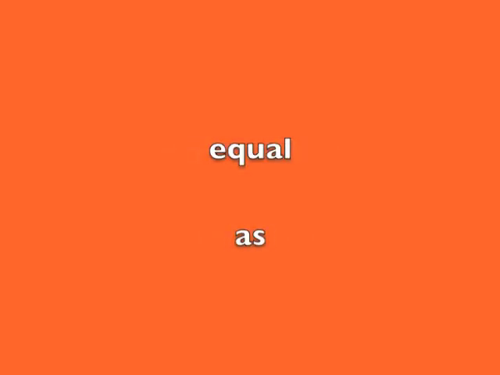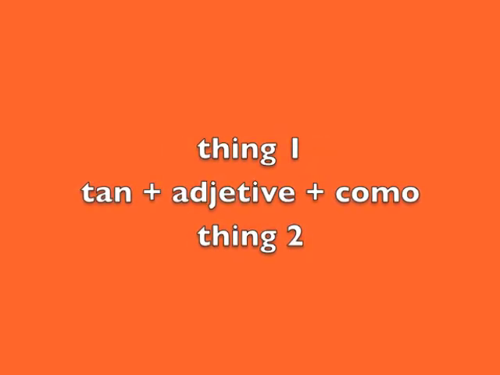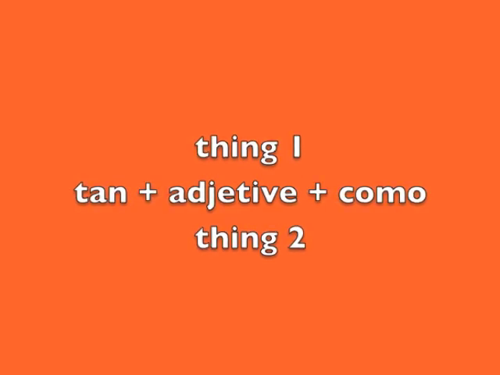Time now to look at igualdad, or equality. To compare equal items in English, we use as. In Spanish, we use tan, adjective, como, with thing 1 and thing 2 on either side of that.